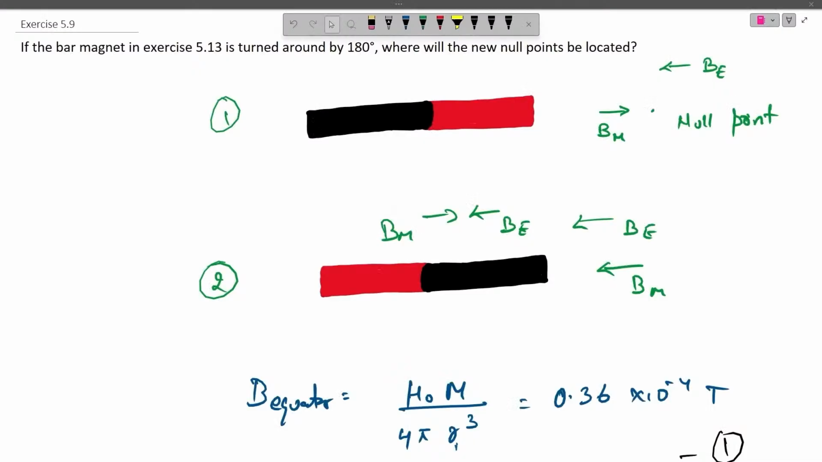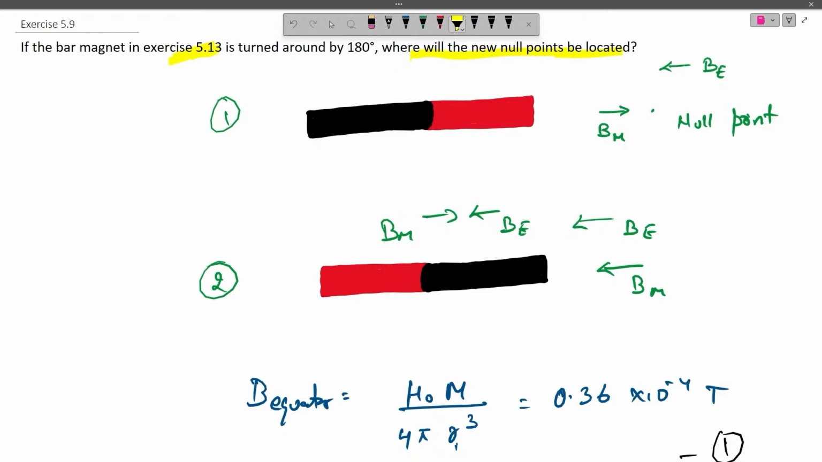The question says that if the bar magnet in exercise 5.13 is turned by 180 degrees, where will the null points be located? So basically it is referring to the previous exercise, that is 5.8. In that question there was this bar magnet which was in the horizontal position with the magnetic field, and the null point was on the axis.